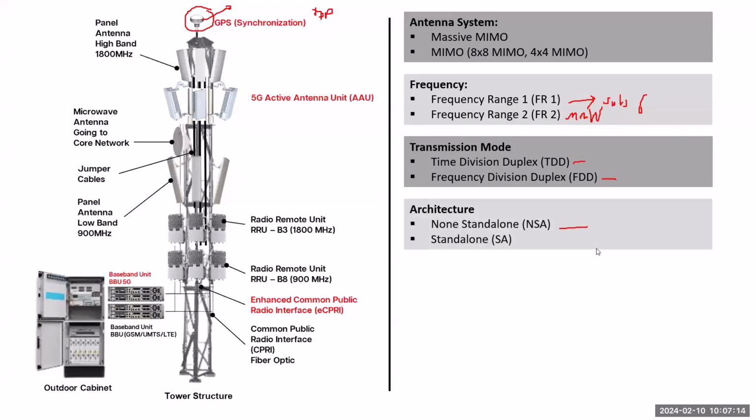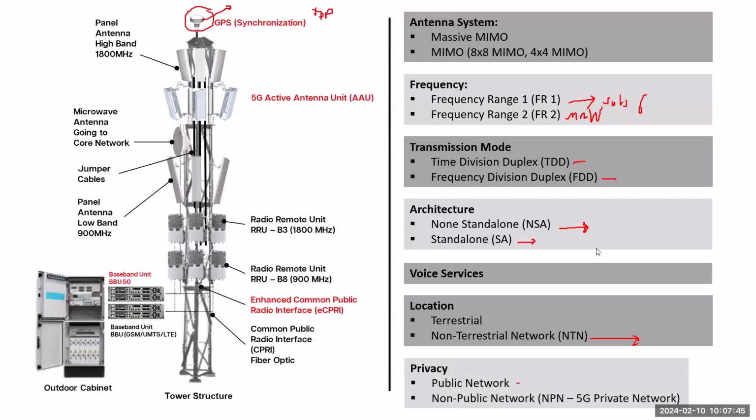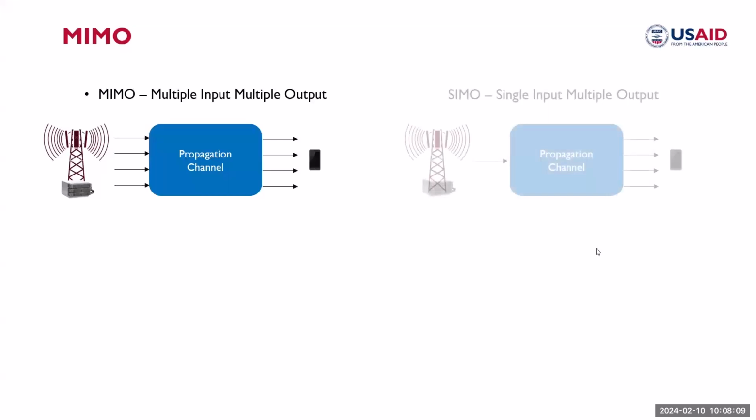Napag-usapan natin. And then, the non-standalone, which is yun nga yung mga usual implementation right now. And the standalone, which is ito yung end goal natin for all. And then of course the voice services and then terrestrial and non-terrestrial network, ito yung mga satellite. We can get the help of the satellite kasi may mga hard to reach areas that we need to have connections. So we can use the non-terrestrial network, terrestrial network, and then you have the public network and the private network. Mind you, the 5G is not only for Globe, for Smart, may mga private networks din, like usually ginagamit sa mga oil and mining na may sarili silang network na ini-implement, and they usually go to 5G.